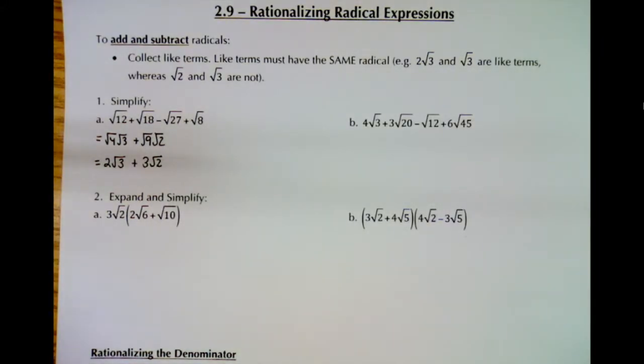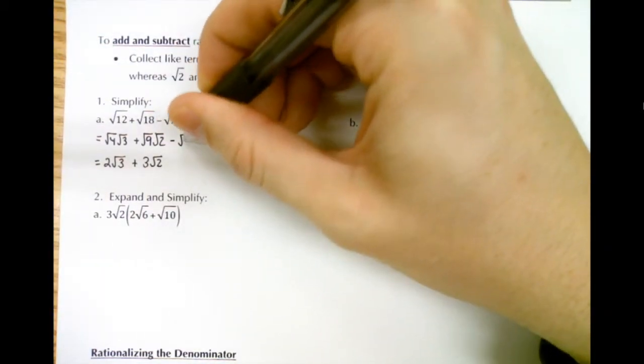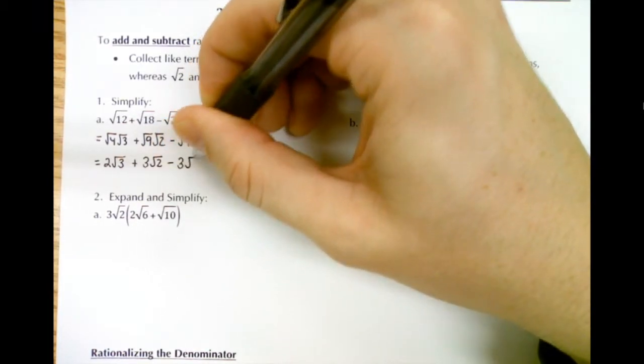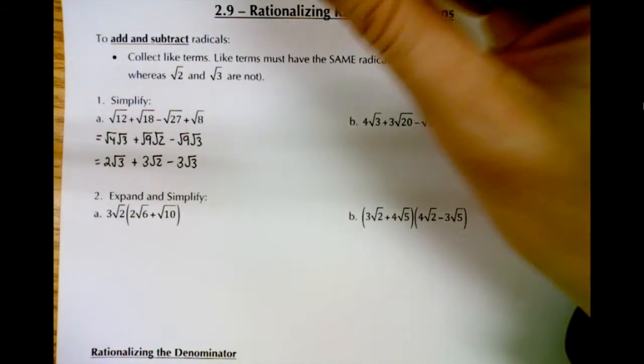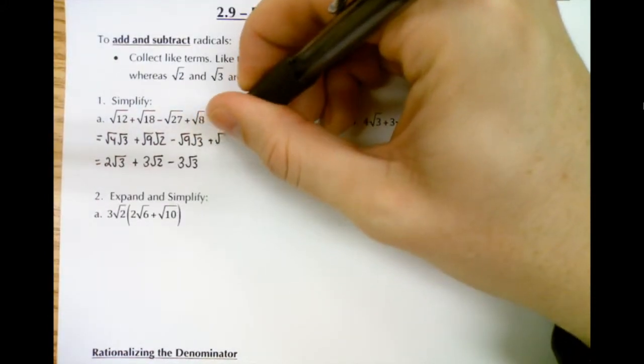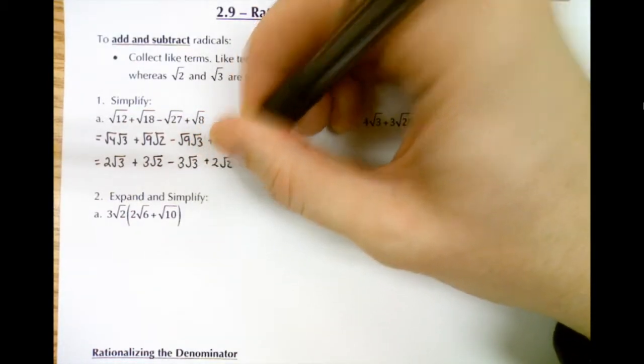For 27, you can break that down into 9 and 3. So root 9, root 3, and the square root of 9 again is 3. So we have 3 root 3. And 8 can be broken down into the factors 4 and 2. So root 4, root 2, which is 2 root 2.